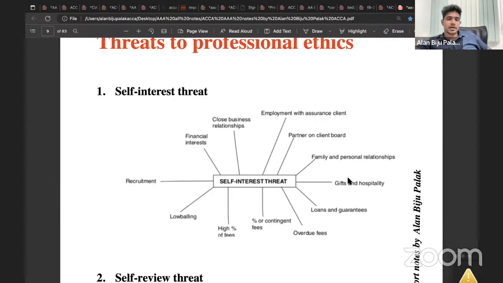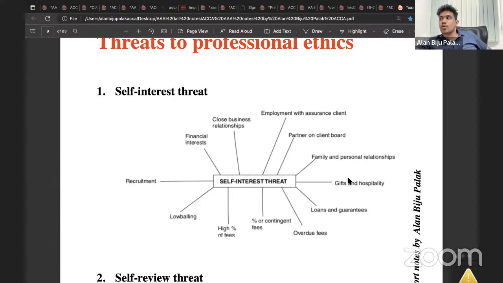If I and the client have any sort of close business relationship, or if I have already worked with the client company, or if one of my audit firm's partners is working on the client company's board, in all these situations it will give rise to a self-interest threat. And we should take adequate safeguards for all these sorts of self-interest threats.